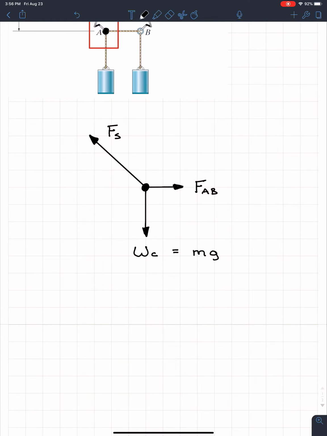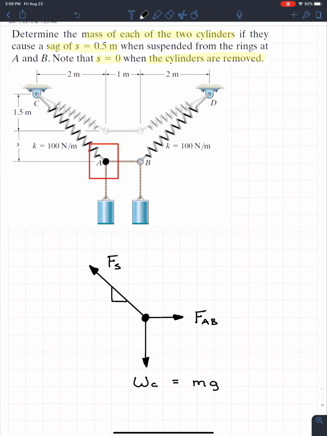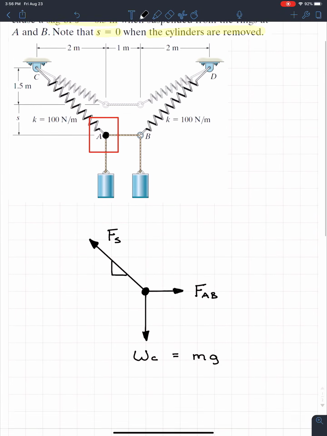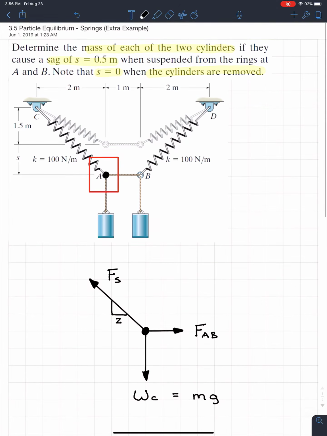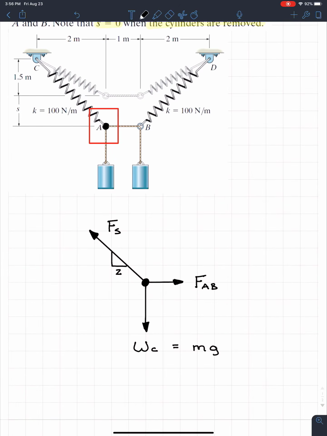Now, if we look at this free body diagram, we're missing 2 things. One is the geometry of this force, since it does come at an angle. If we look up, we see that it goes 2 meters across. And if we look at the sag S is 0.5, so we know that this is also 2 meters. Like I said in the previous example, if they're both equal, which in this case is 2 and 2, we can just take those away and go 1, 1, root 2.